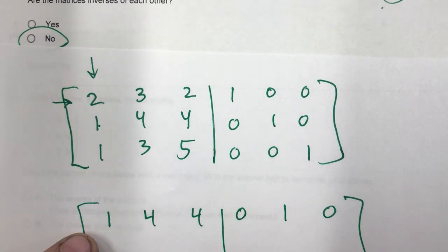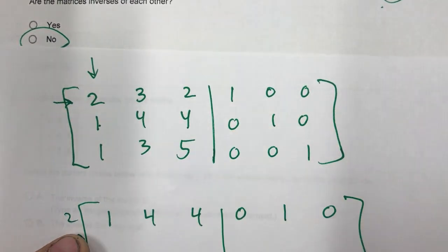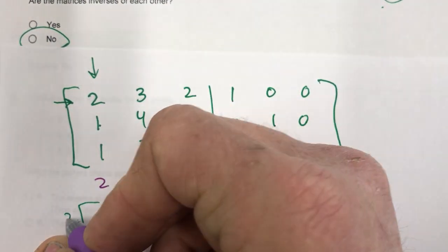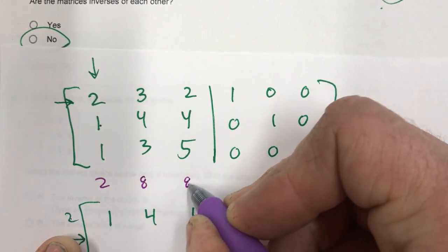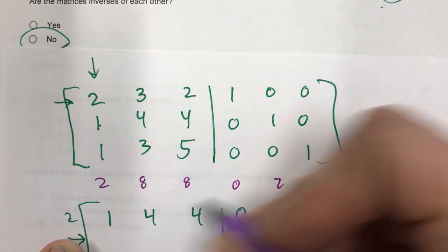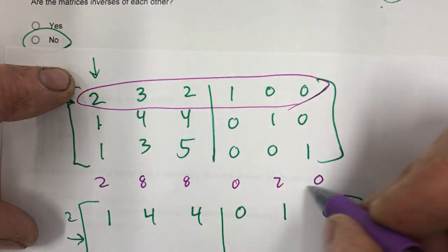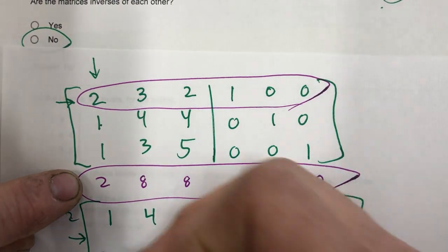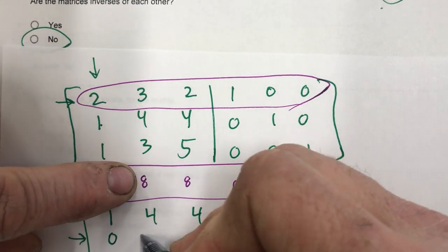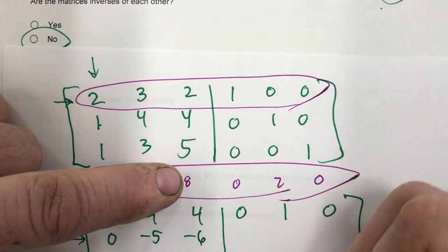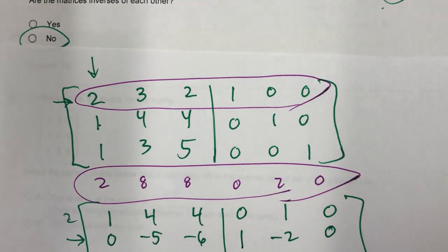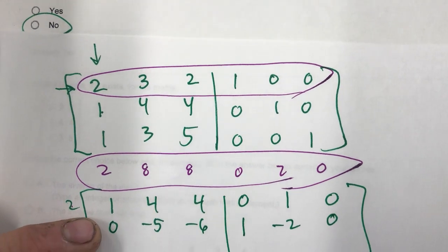That's a 2. So what I'm going to do is 2 times this row, and then I'll subtract them. So 2 times 1 is 2. 2 times 4 is 8. 2 times 4 is 8. 2 times 0 is 0. 2 times 1 is 2. 2 times 0 is 0. And now I'm going to subtract these two right here. So 2 minus 2 is 0. 3 minus 8 is negative 5. 2 minus 8 is negative 6. 1 minus 0 is 1. 0 minus 2 is negative 2. And 0 minus 0 is 0. And there you go. Got me a 0 here like I'm supposed to.